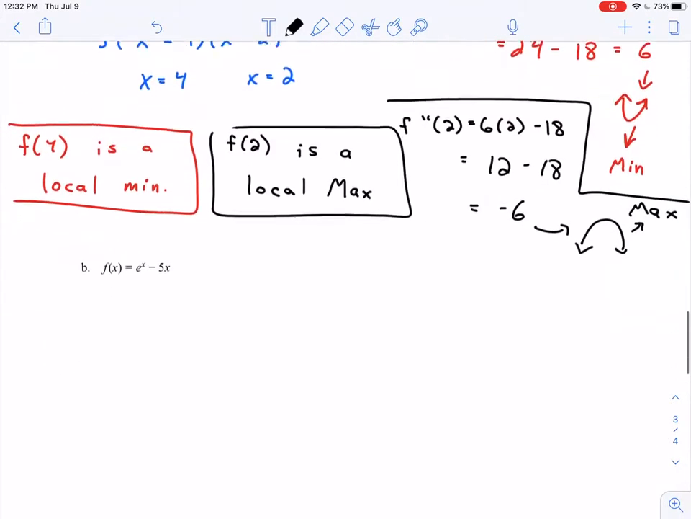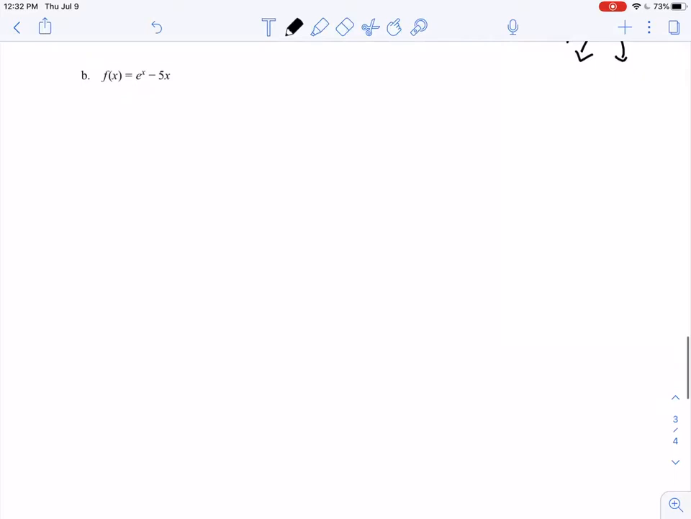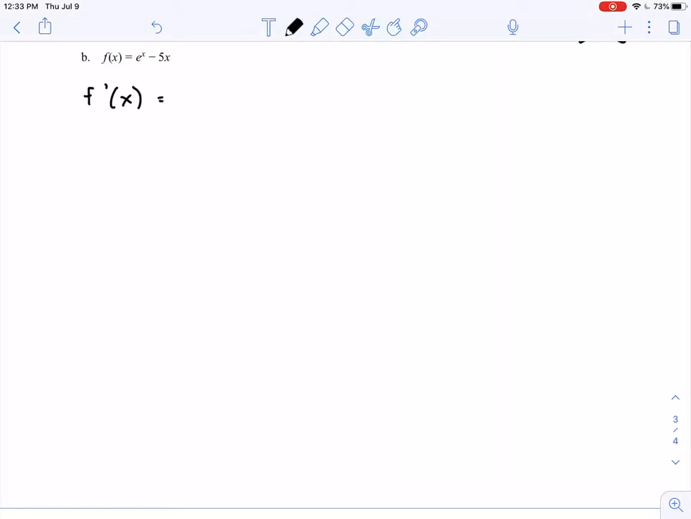And let's look at one more example here, something that's not a polynomial. Here I have e to the x minus 5x. Again, I need to start by finding those critical points, which means I need the derivative. So f prime of x is e to the x minus 5. I'm going to take this derivative and set it equal to 0. E to the x equals 5, and then to solve this equation I have to use natural log on both sides, so x equals natural log of 5.